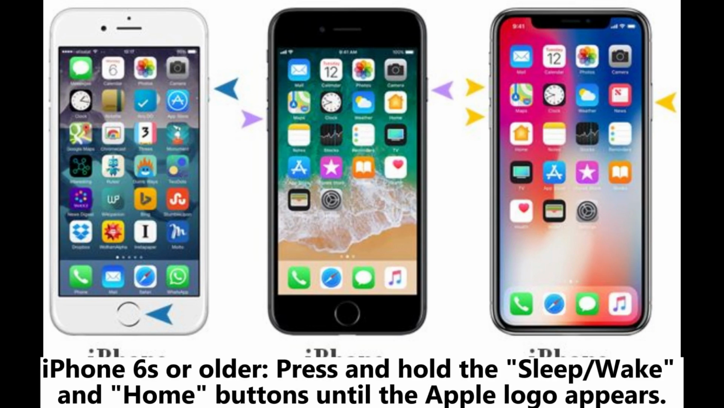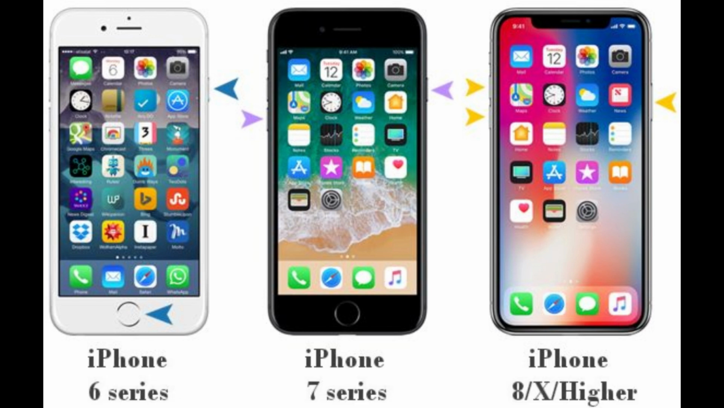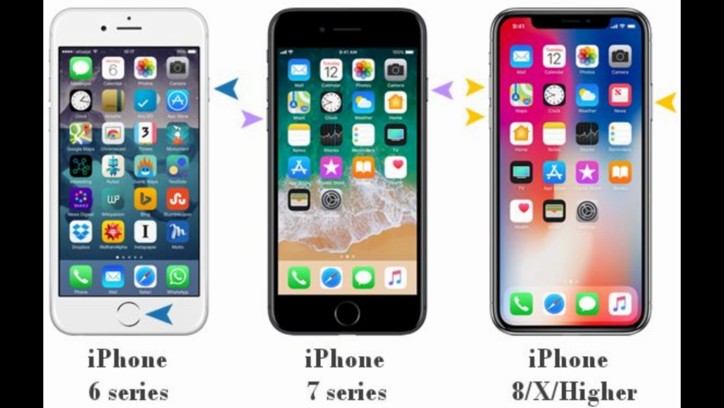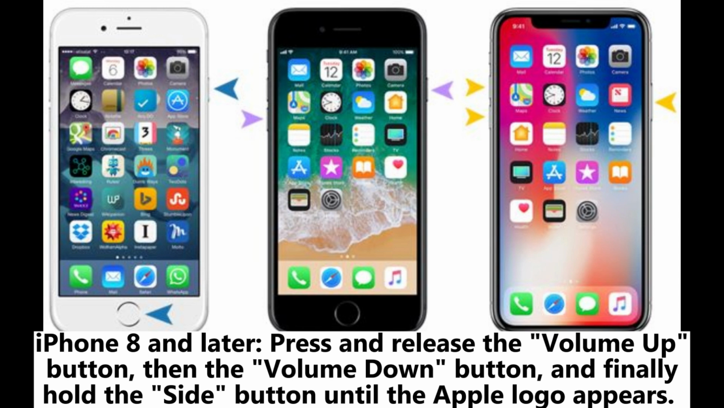iPhone 6s or older: press and hold the sleep/wake and home buttons until the Apple logo appears. iPhone 7: press and hold the volume down and side buttons until the Apple logo appears. iPhone 8 and later: press and release the volume up button, then the volume down button, and finally hold the side button until the Apple logo appears.